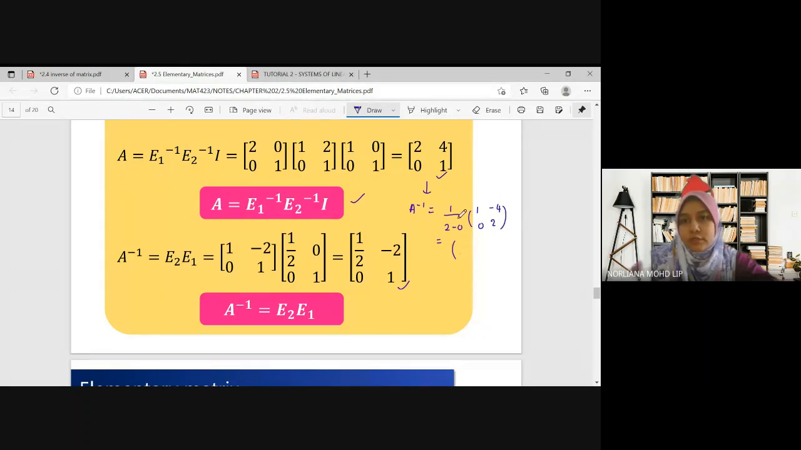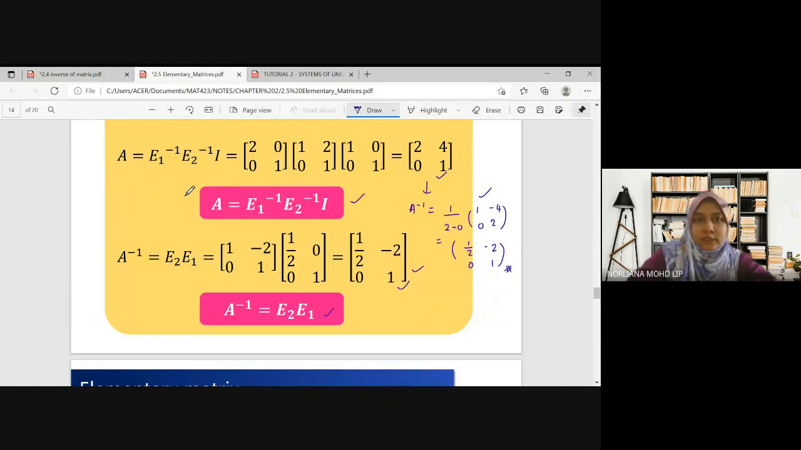Akan dapat 1 over, ni guna yang biasa lah. Dapat 1 over 2, negative 2, 0, 1. Akan dapat sama juga dengan yang awak proof guna elementary matrix. Elementary matrix ni lah E2 times E1. So ni sama, untuk cari inverse boleh gunakan elementary matrix lah juga. Ni cara yang kedua.